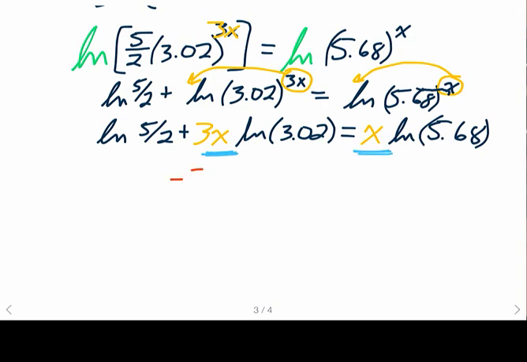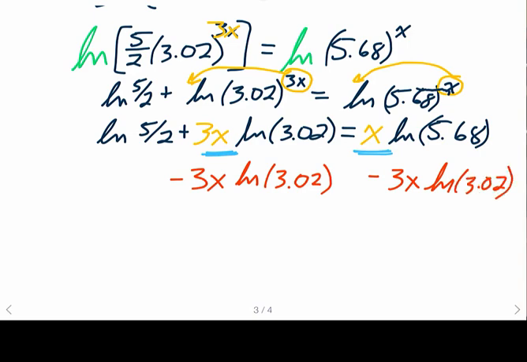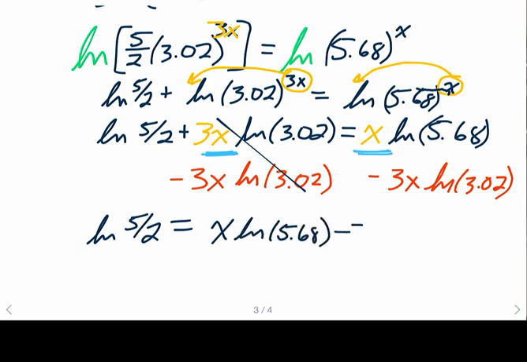As before, I'm going to do so by subtracting. In this case, I'm going to subtract 3x times the natural log of 3.02 from both sides. Because I don't have like terms on the right-hand side, while on the left-hand side that log term goes away and I have the natural log of 5 halves. On the right-hand side, I have to write them as separate terms: x times the natural log of 5.68 minus 3x times the natural log of 3.02.